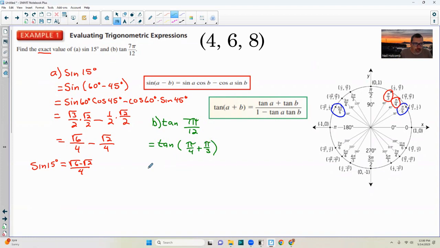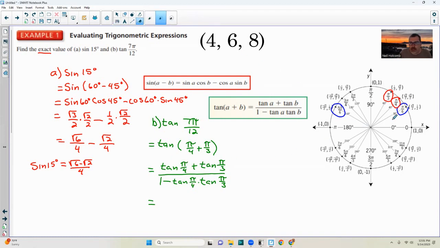pi over 3. And that's going to equal the tangent of A, which is pi over 4, plus the tangent of B, which is pi over 3, divided by 1 minus the tangent of pi over 4, which is A. I'm saying A, I wanted to write 4, times the tangent of B, which is pi over 3. Okay, so this is going to equal, what is the tangent of pi over 4?